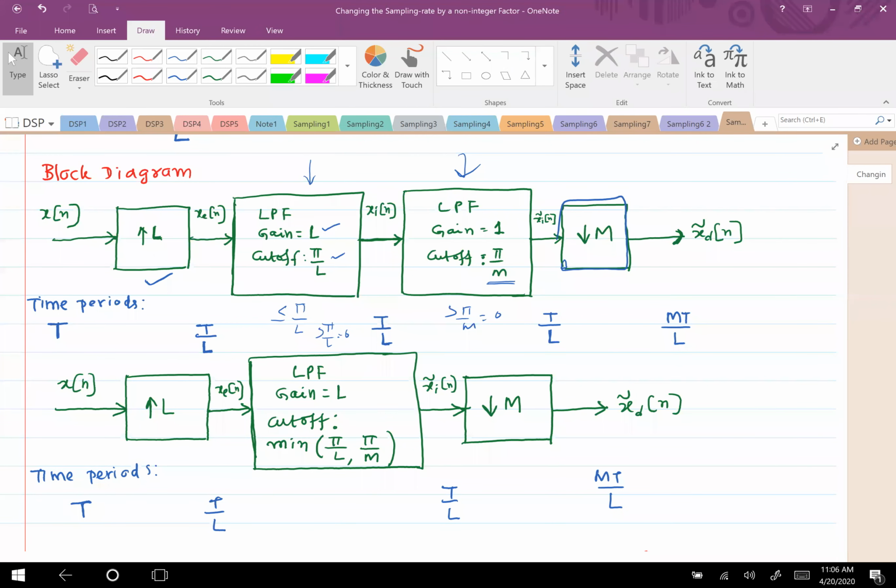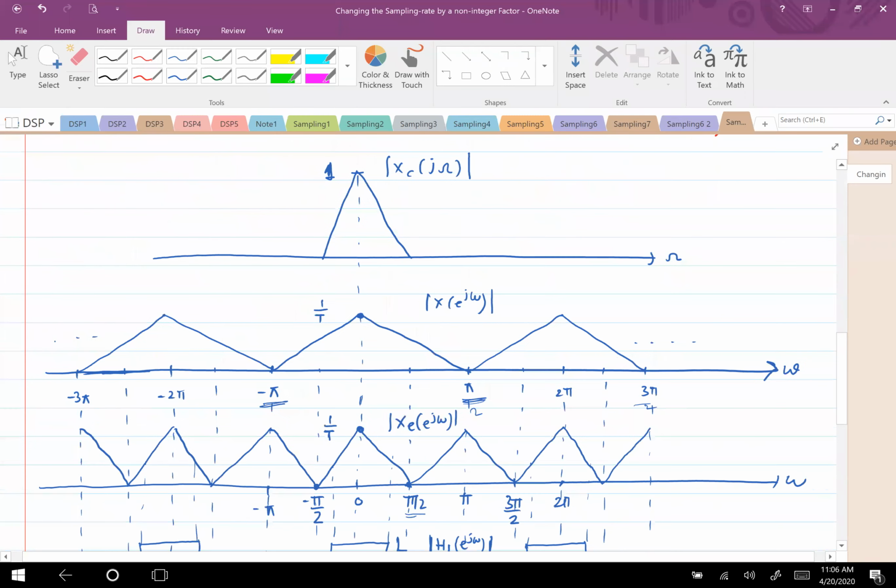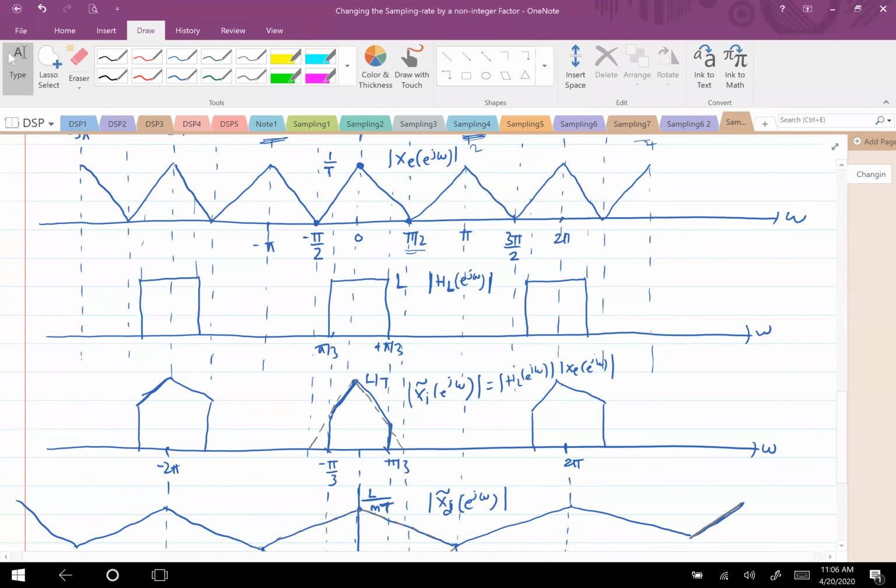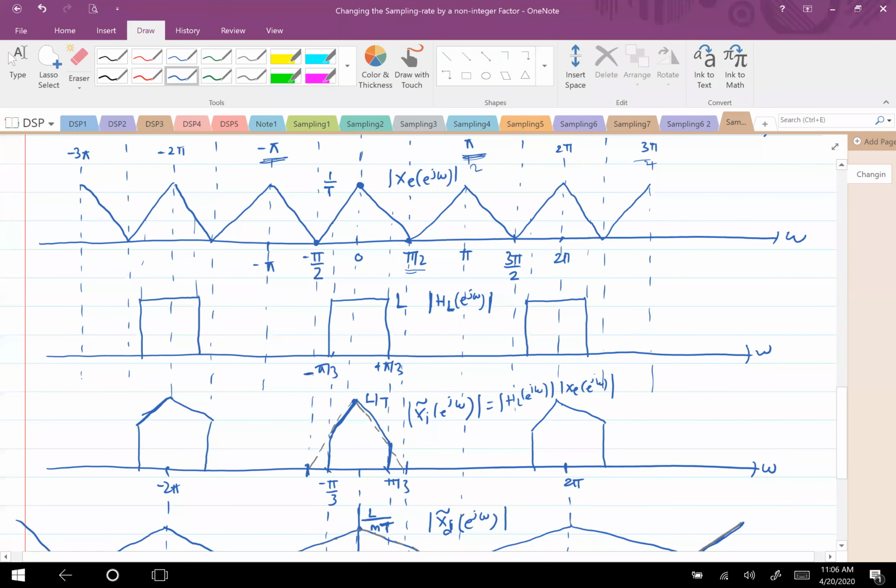Now your L value is equal to 2 and M equal to 3, the minimum of them would be pi by 3, correct? So you would then apply from minus pi by 3 to plus pi by 3, right? And then this multiplication should be by a factor L here. So only from minus pi by 3 to plus pi by 3 will be there, then this value will become 0 here. That's exactly what we are drawing here. Okay, just a minute.